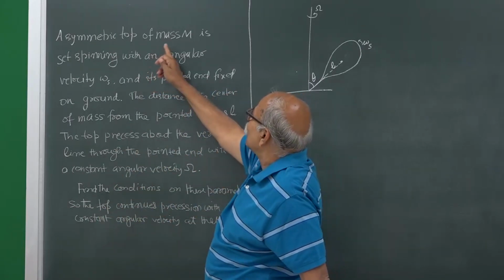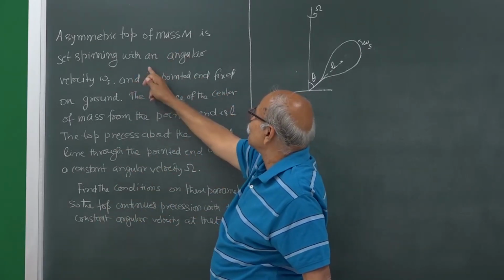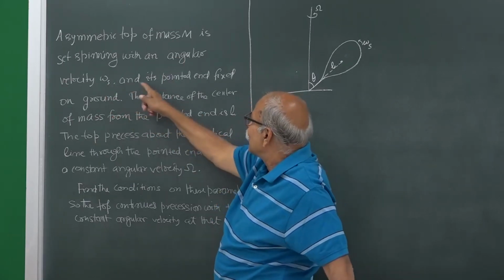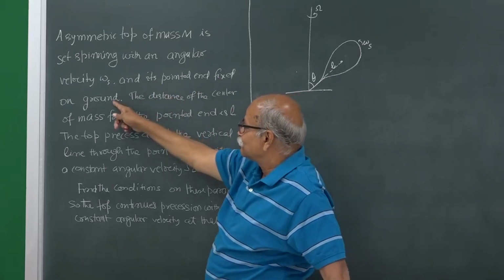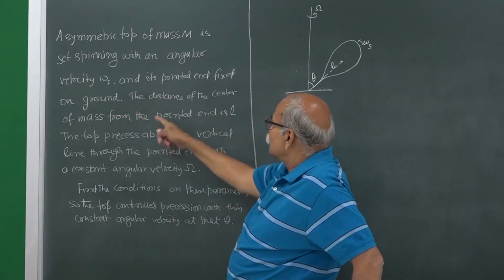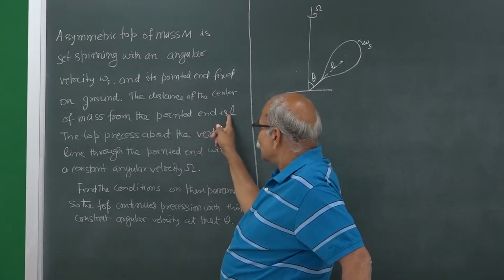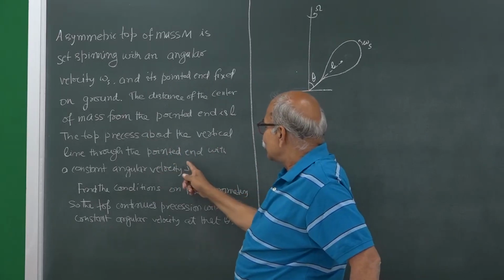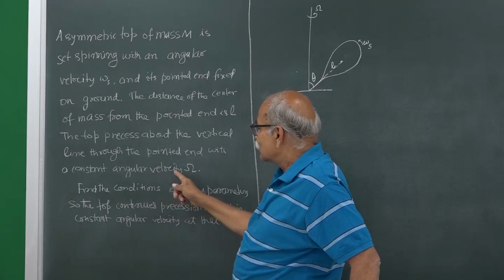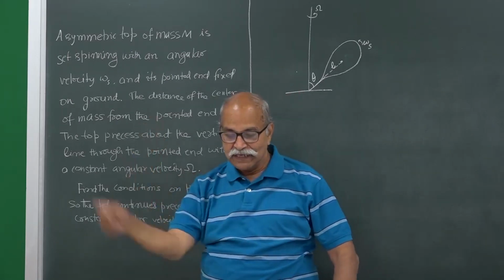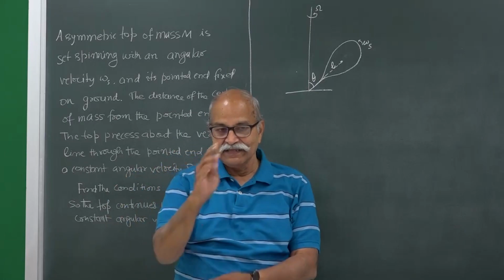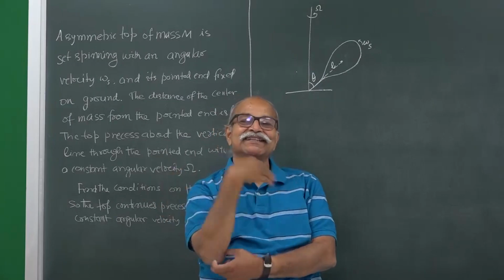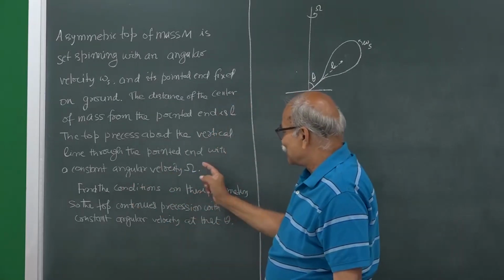A symmetric top of mass m is set spinning with an angular velocity omega s. So, that is the fast spin, and its pointed end is fixed on the ground. The distance of the center of mass from the pointed end is small l. The top precesses about a vertical line through the pointed end with a constant angular velocity omega. So, when children play like that, it spins very fast, and then if it is at some angle to the vertical, it keeps spinning and precesses. So, that kind of situation is there.